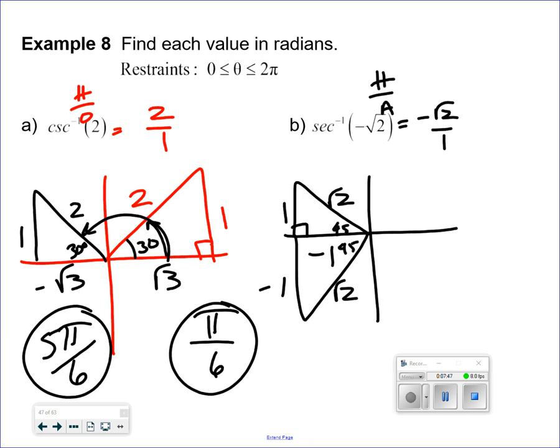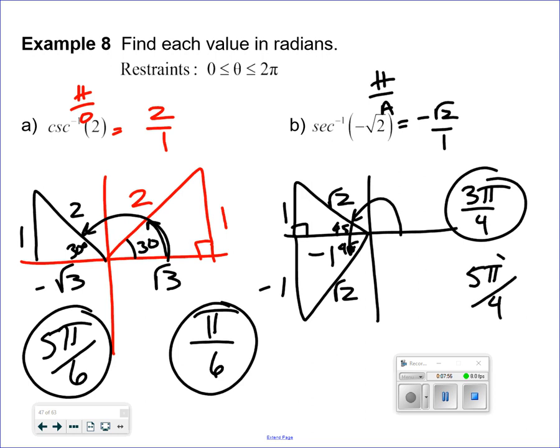So now 45 is a fourth. So this would be 3/4 pi. And then past this would be 5/4 pi.